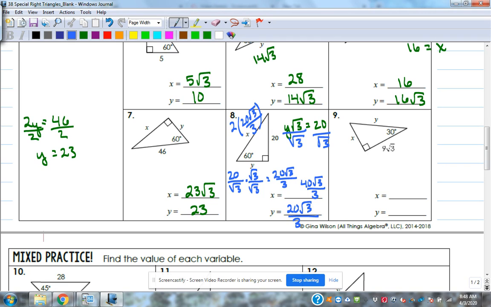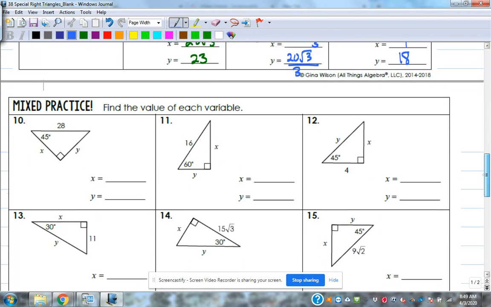Okay. Number 9, we have the longer leg here, which is 9 radical 3. Hey, that's nice. They've already got it in the radical form. So that means x has got to be 9, and the hypotenuse is 2 times 9, which is 18. We get some nice, easy stuff there.